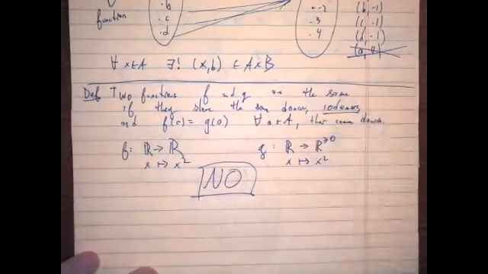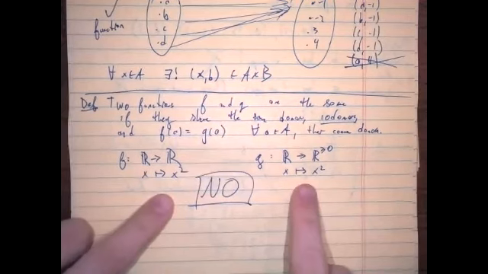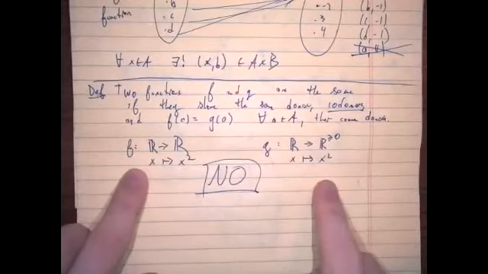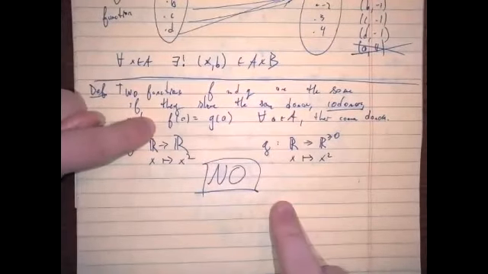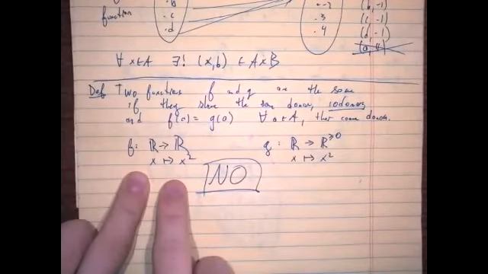The codomains. They must share the same codomains. It doesn't even matter if their ranges are the same, right? The ranges of these two functions are indeed the same. But when I write a function, I'm very careful with my notation. I write the domain, I write the codomain, and then I describe the function.